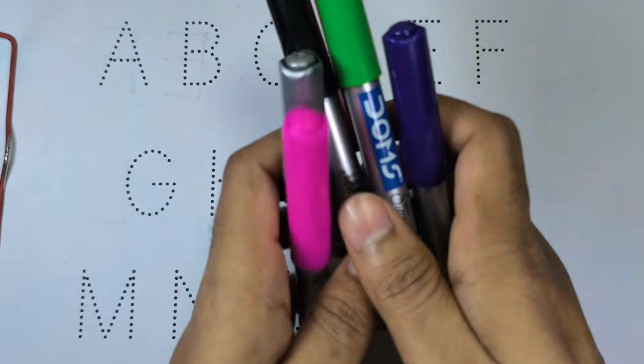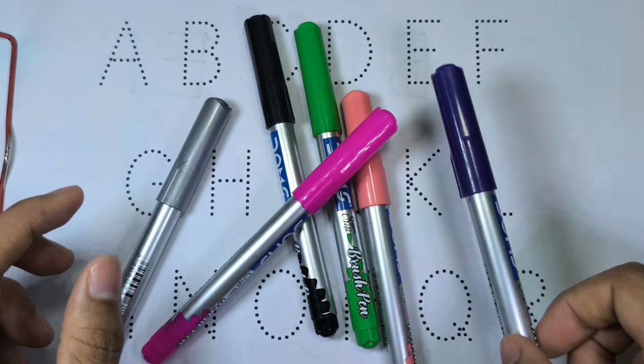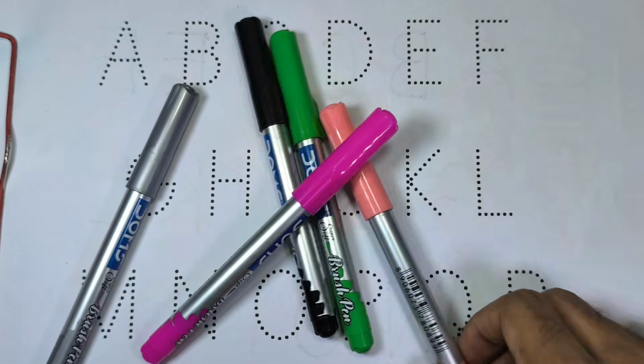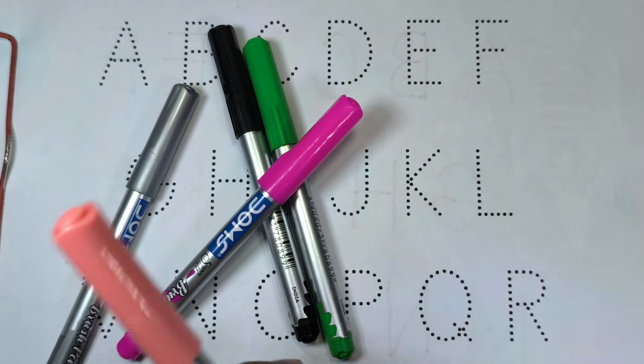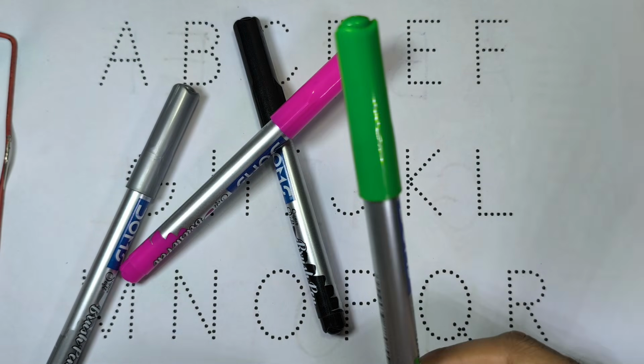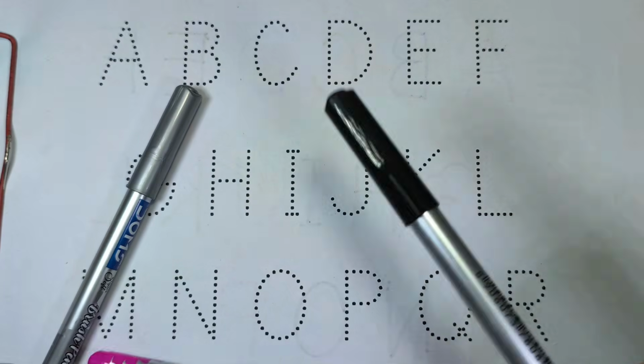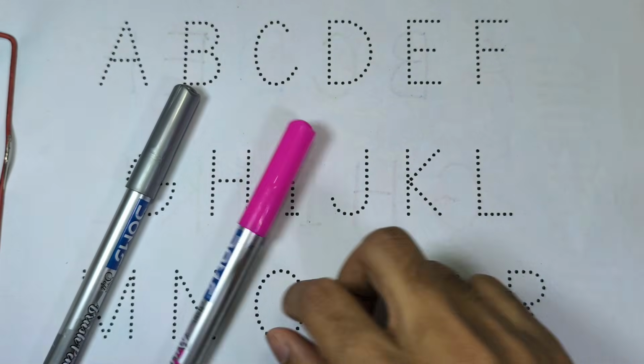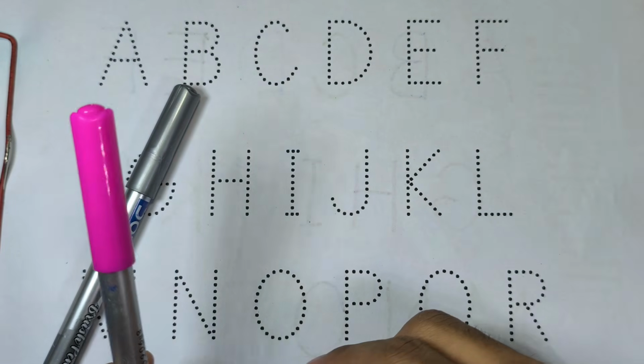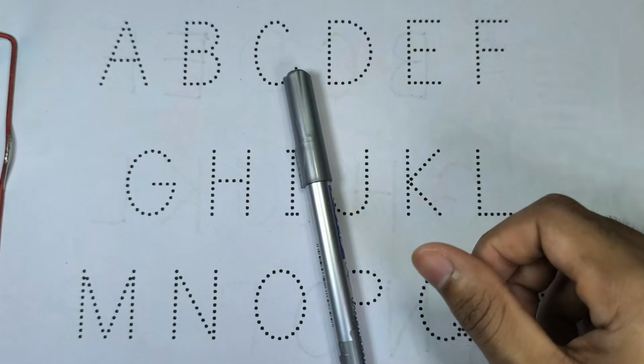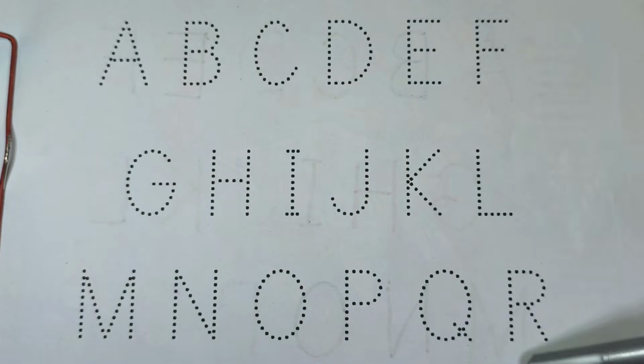Wow, so many colors. Kids, the next one is Persian blue color. Light pink color. Yes, green color. And the next one is black color. Dark pink color. The last one is silver color. Today we're writing capital letter alphabets A to R.